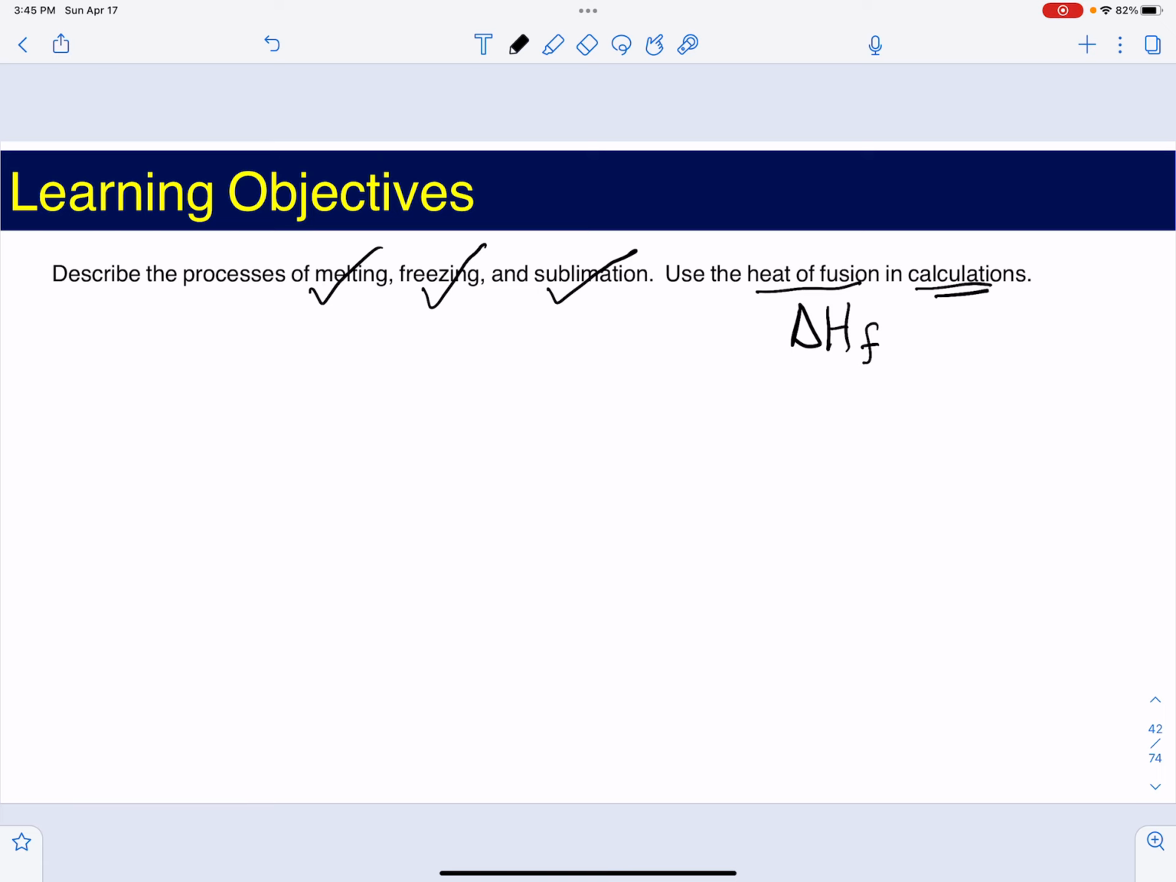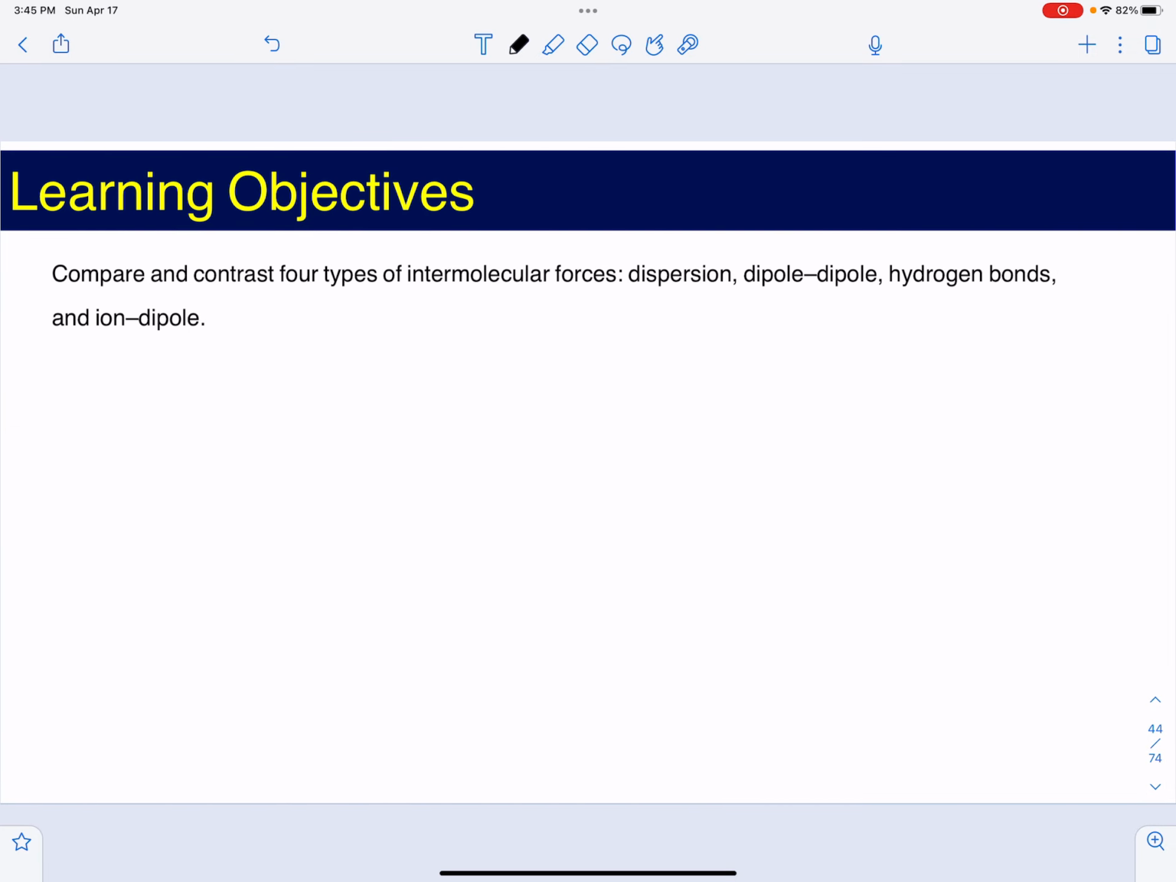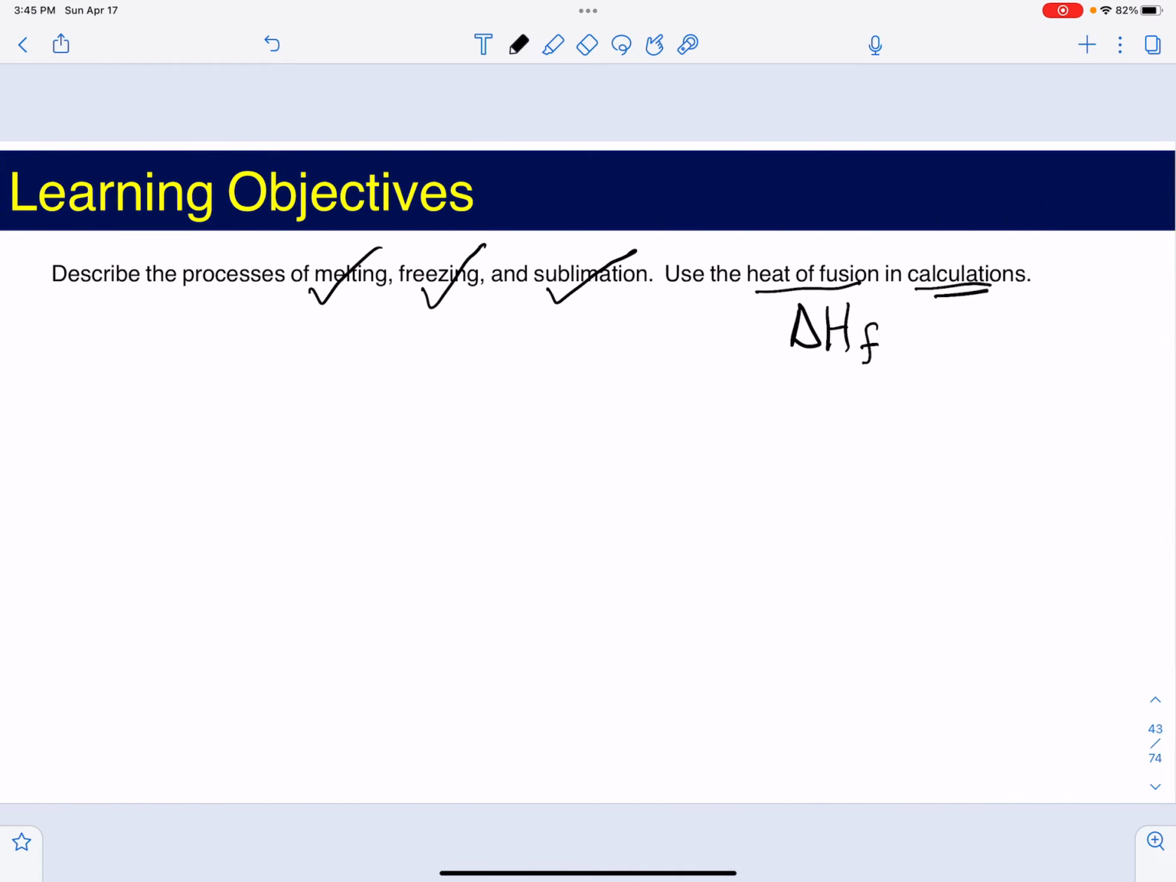And that would be it for this part of the lecture. When you come back, we will go deeper into understanding intermolecular forces.